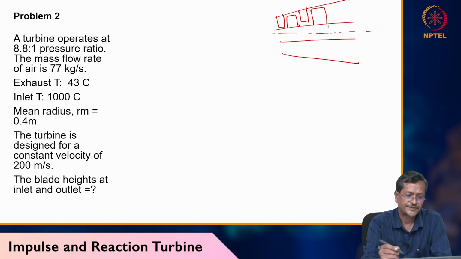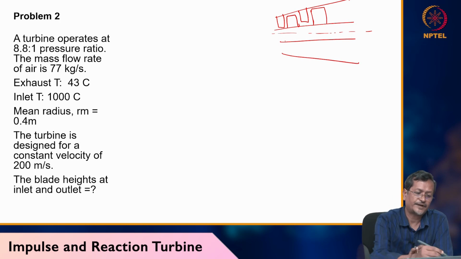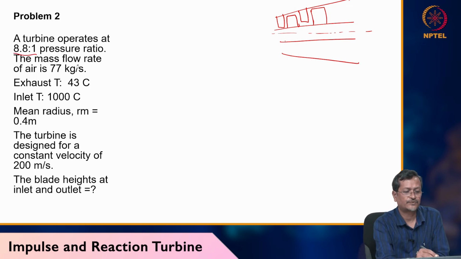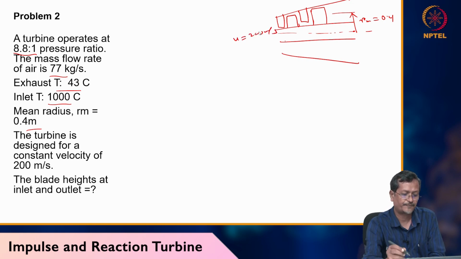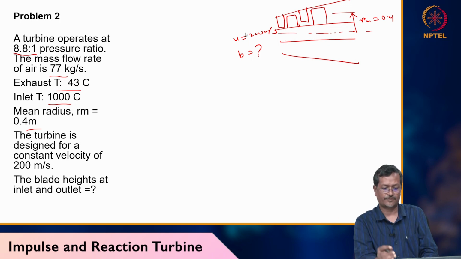A turbine operates at 8.8:1 pressure ratio, the mass flow rate is 77 kg per second, exhaust temperature 473, inlet temperature given, mean radius also given, meaning center axis to mean radius 0.4. The turbine design constant velocity u equals 200 meter per second. So B you have to find at inlet and at outlet. So here B, at the left side and right side you have to find.